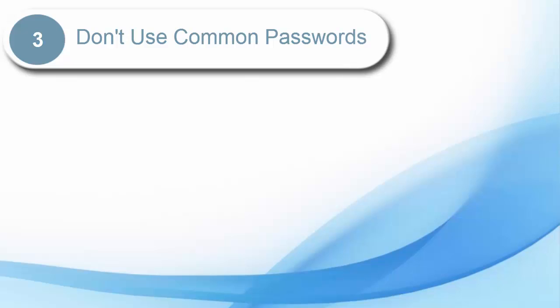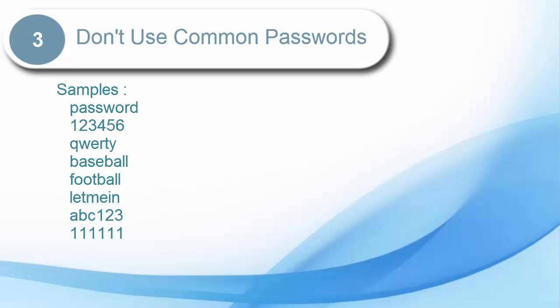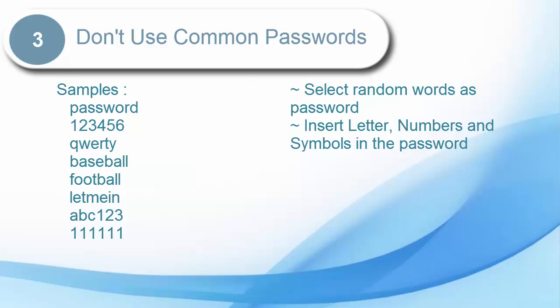A third point is don't use common passwords. In many cases, friends and colleagues use common passwords like password, 123456, QWERTY, baseball, football, let me in, ABC123, 111111. These are all very guessable, very easily hackable passwords. Instead of that, you can select a random word and insert, let's say, symbols, numbers, alphabets. So make it a bit tougher to read or hack. For example, you can use gm.browser@usa.98. This makes it a bit difficult for the hacker to understand the password.